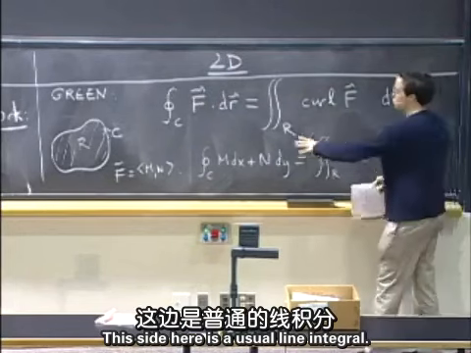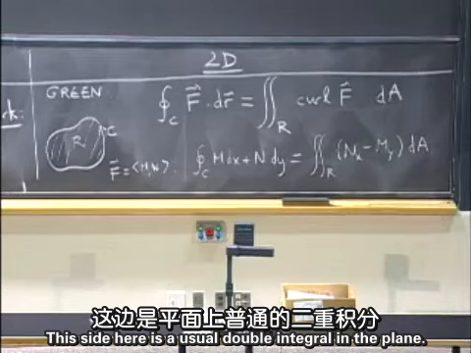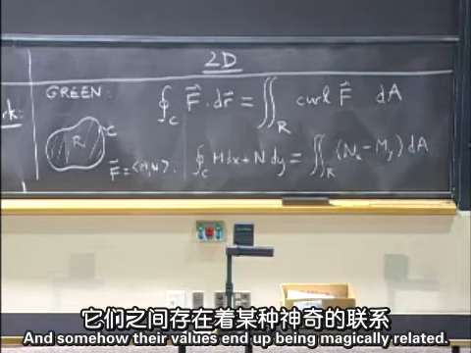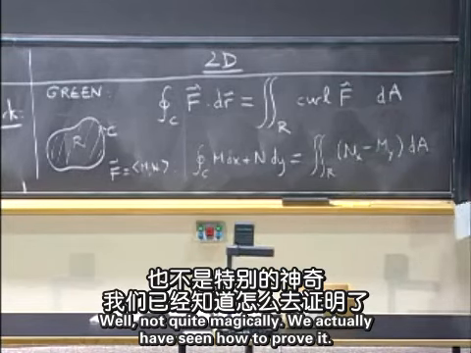So this side here is a usual line integral. This side here is a usual double integral in the plane, and somehow their values end up being magically related. Well, not quite magically. We've actually seen how to prove it, but, you know.